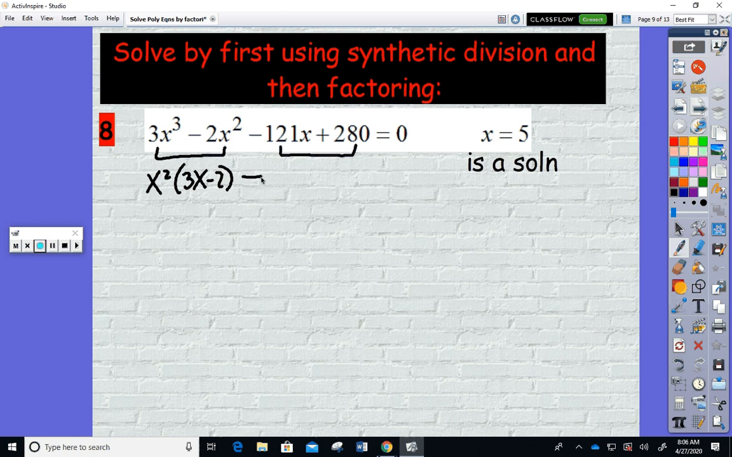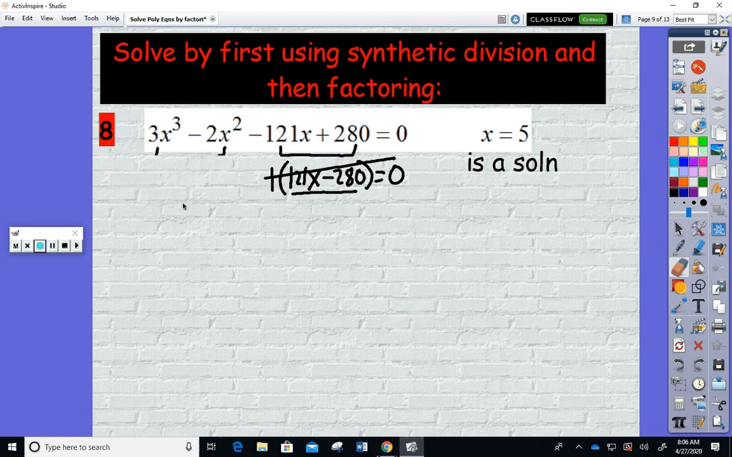And what goes into both 121 and 280? Well, I know 11 goes into 121, but 11 doesn't go into 280. So my GCF is just a 1, I guess. So I would have 121x and then minus 280. But wait a minute. Since this 121x minus 280 doesn't match that, grouping is not working. So you generally need something different.